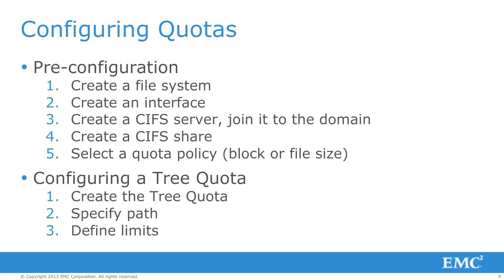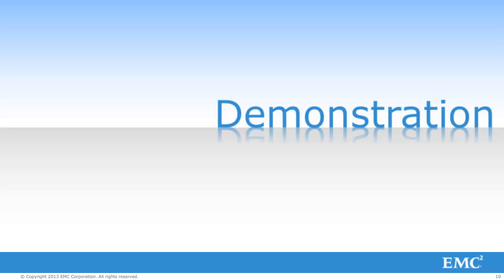Before we can begin configuring quotas, the pre-configuration steps here will need to be completed. In the interest of time, I have already completed these steps. To configure a tree quota, we will first create the tree quota. We will then specify a path and define the soft and hard limits for the quota. Now let's move on to a demonstration.